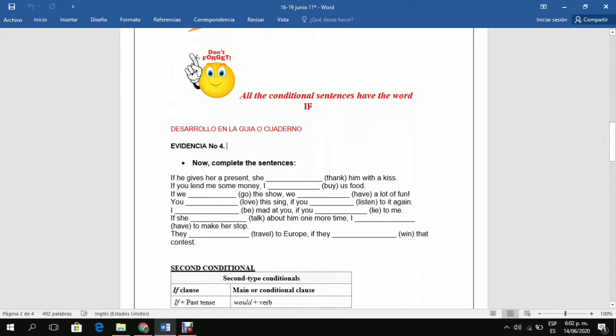Complete the sentences. It's important that you complete the sentences using the first conditional.